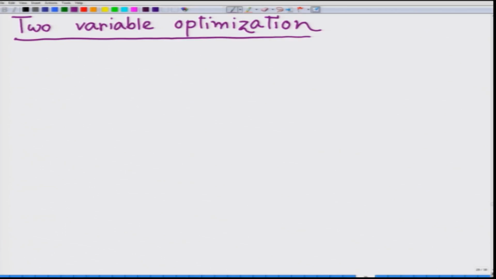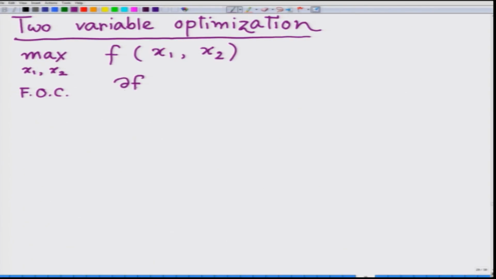So, in the case of two variable optimization, let us start with this maximization problem. A function defined over two independent variables x1 and x2, these are the decision variables. So, my maximization will be with respect to x1 and x2. What will be the first order condition? In this case, the first order condition will be the partial derivative of the objective function with respect to the decision variables, and we need to set them to 0.